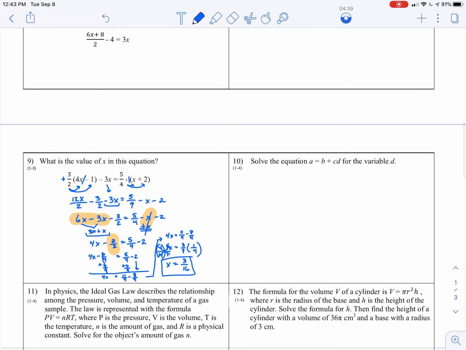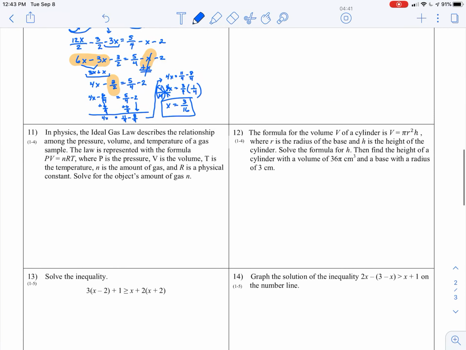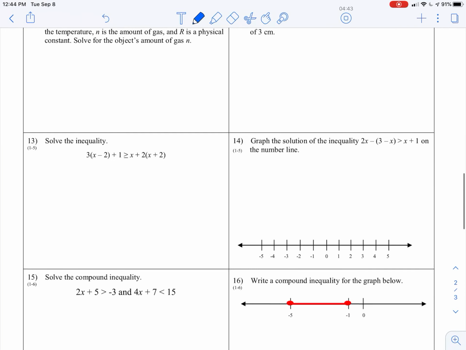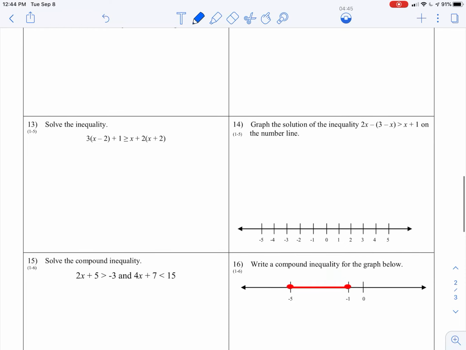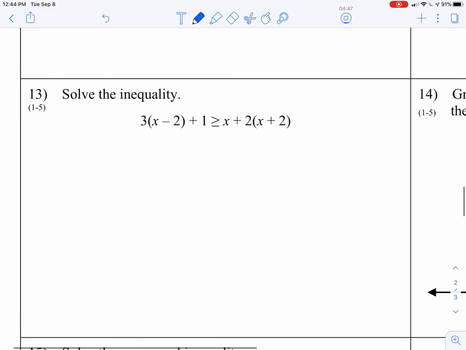Okay, we did number 10 in class. We did 11 and 12 in class. Let's take a look at 13. I don't think we did that one. So I notice here I have an inequality. I have something on the left-hand side that looks like I can distribute right away.